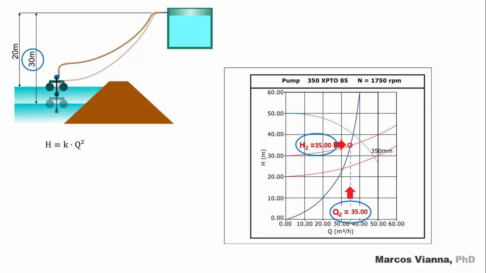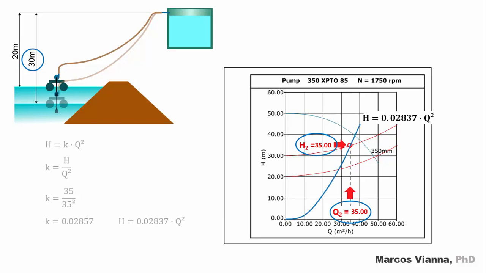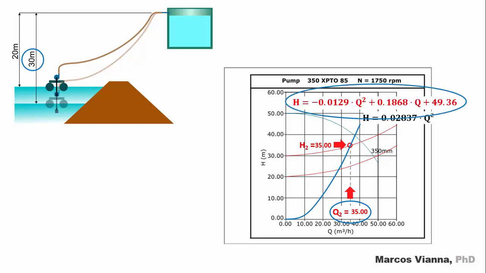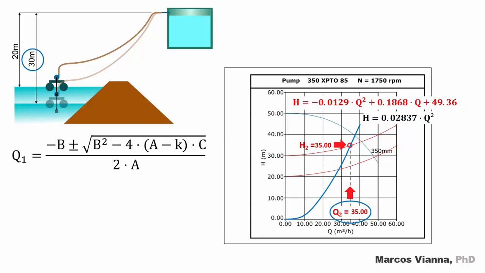This is the formula of the parabola. We can find its coefficient because we know that point. We substitute the values, and this is the coefficient. Here is the parabola equation. We must know the point where it crosses the pump equation. Here it is, the pump equation. As we saw, it's easy to find Q at the crossing point using this equation.